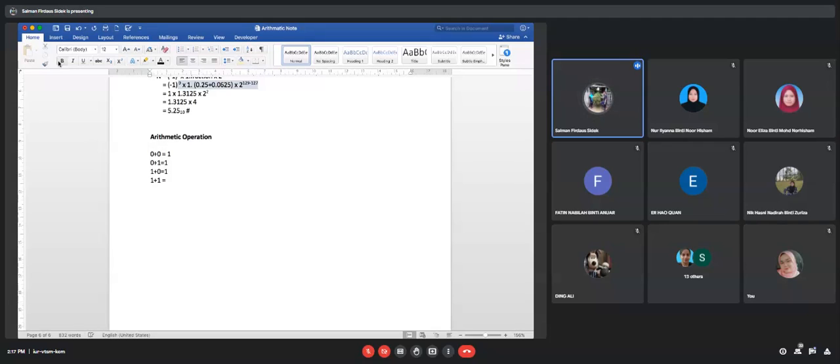1, 0 carry forward 1. This is in binary. If we convert it into decimal, 0 plus 0 equals 0. This is in decimal. 0 plus 1 equals 1. 1 plus 0 equals 1. And 1 plus 1 equals 2. This is in decimal.